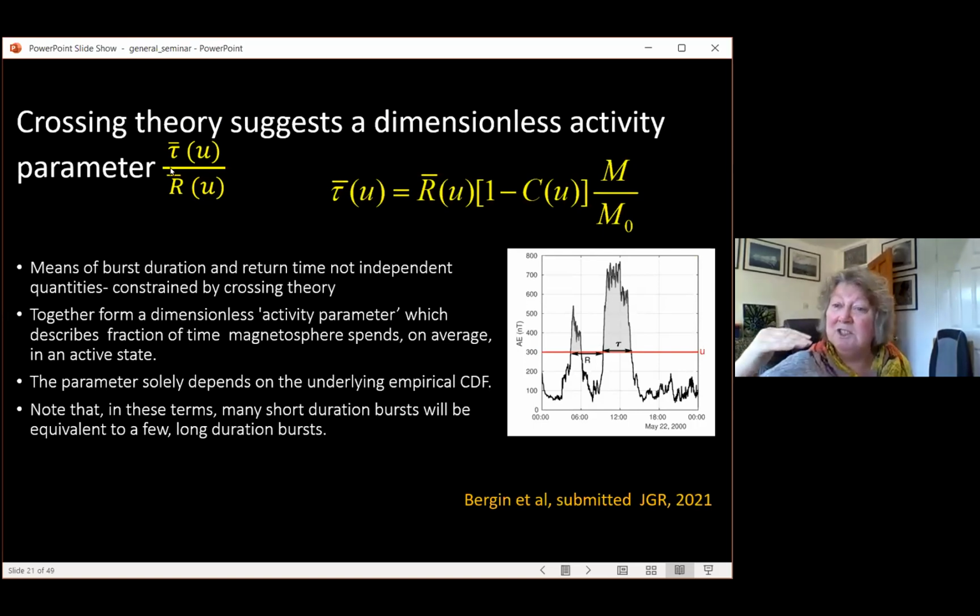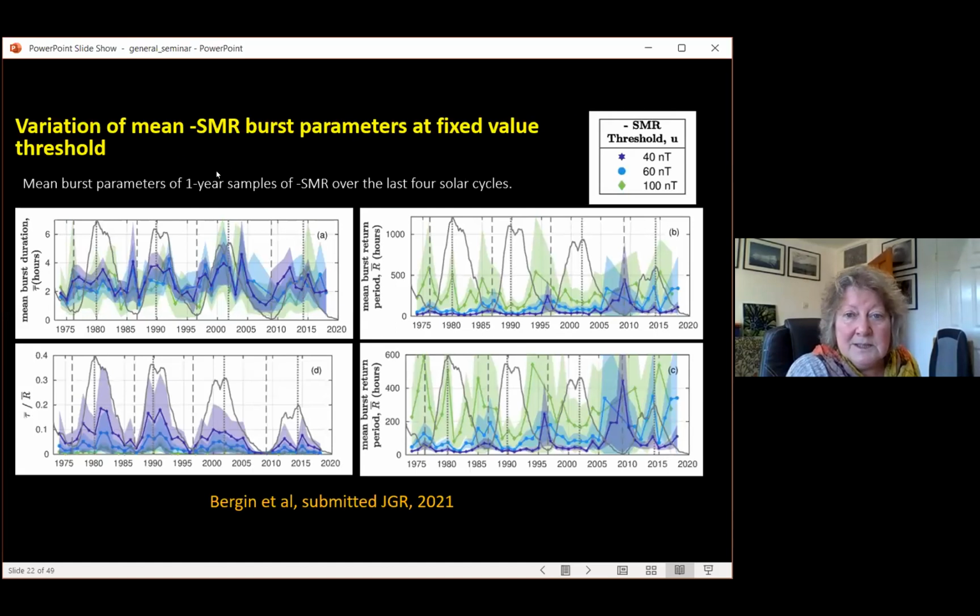It's literally because what's controlling it is how often you spend above the threshold, which is how active you are. So this might be a useful way of thinking about the overall space climate that we're looking at as it goes up and down with the cycle. Okay, so just to explore that a little bit.